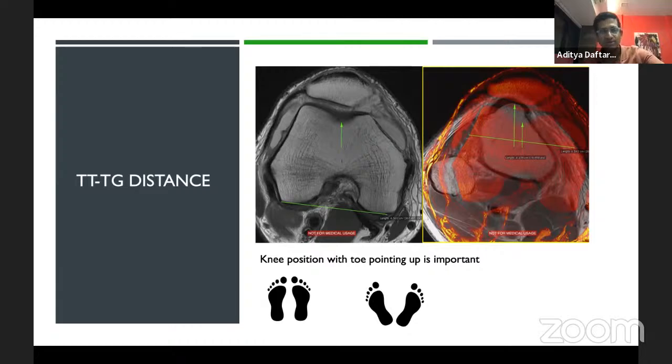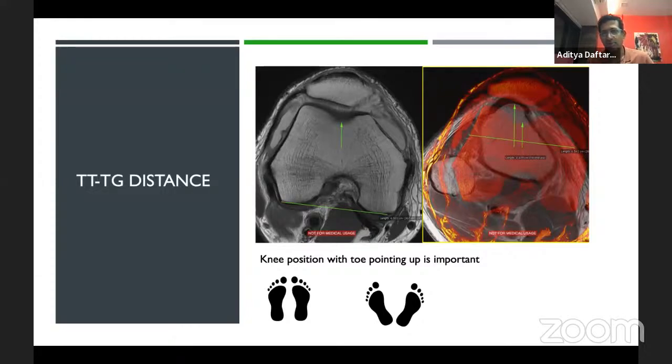Now, that being said, in my own personal experience and the experience of some other senior radiologists around the world who I've spoken to, the TT-TG distance measurement that we do, whether we do it on MR or on CT, tends not to be that great in terms of reliability. In other words, if we scan the same patient in the same position on 2 occasions, we can potentially come up with 2 relatively different appearing TT-TG distances. And I'm not entirely sure what the reason for that is, but it's certainly something that I have noticed.